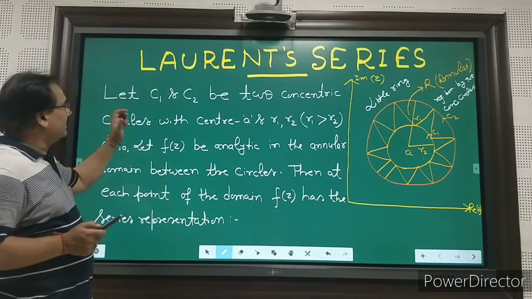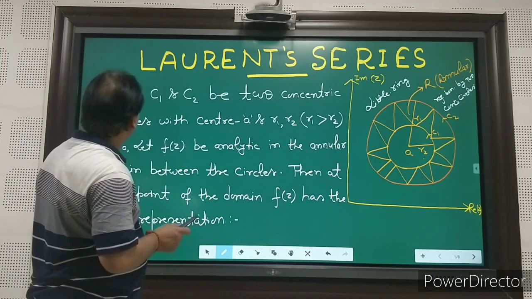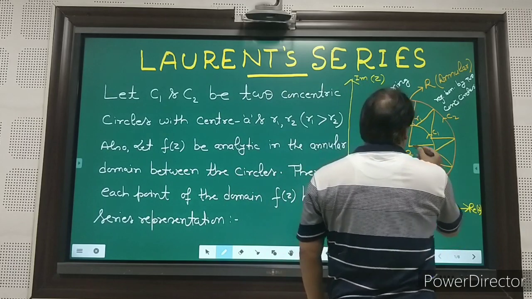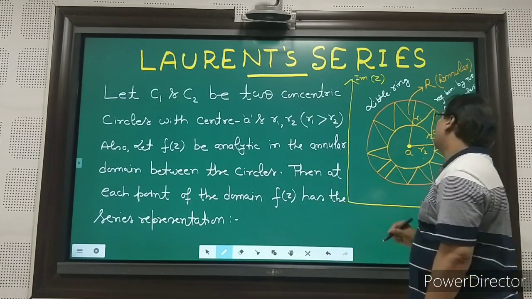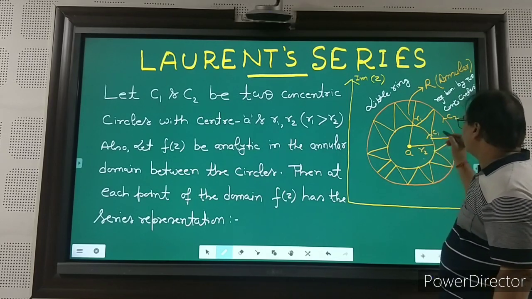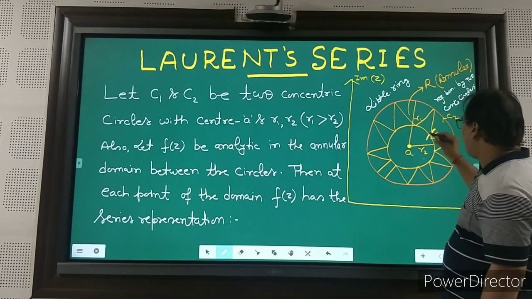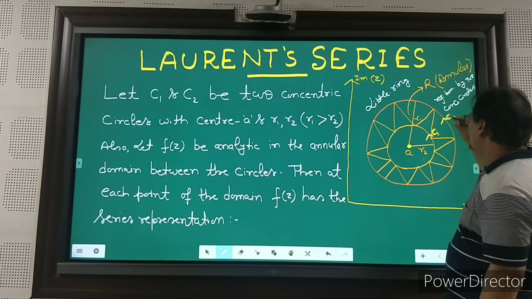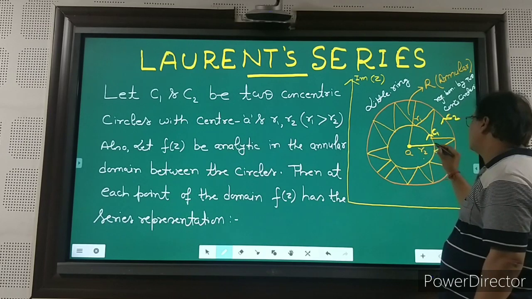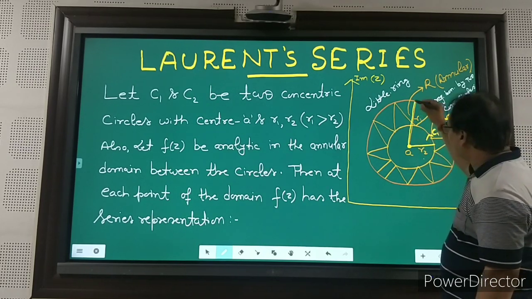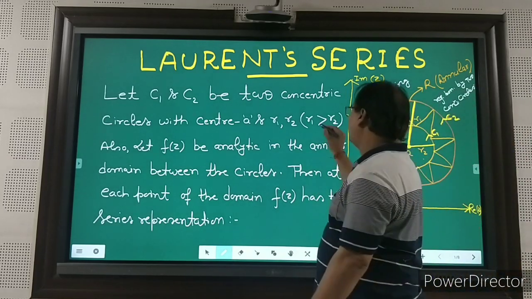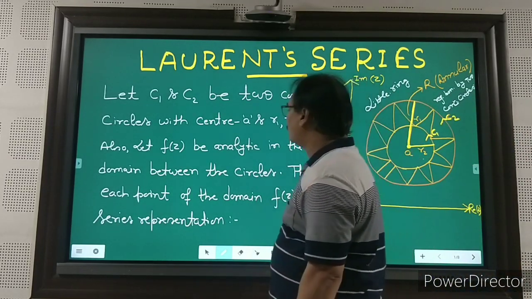Let us consider C1 and C2 to be two concentric circles with center A and radii R1 and R2. Just look here, these are the two concentric circles. One circle is C1 and the second circle is C2. The center of the circles is A, and the radii are R2 and R1, where R1 is greater than R2, of course.